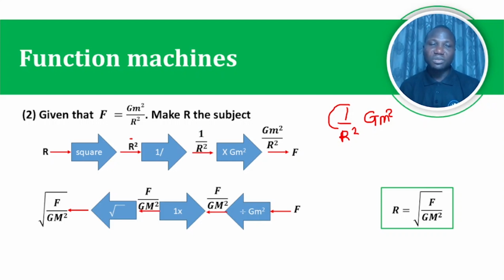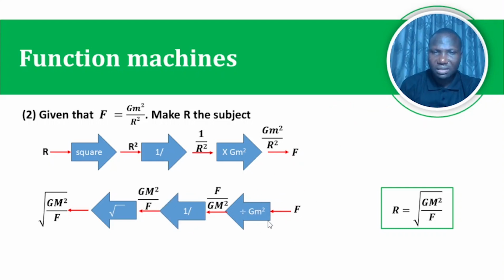Now if we have 1 over r squared coming out of the second machine, the third machine will multiply the 1 over r squared by gm squared. So we're going to have gm squared over r squared, which is our f. Now, to change the subject from f to r, f will go back into the machine. That's using the inverse function machine now. So f goes back in as the input to this first machine.